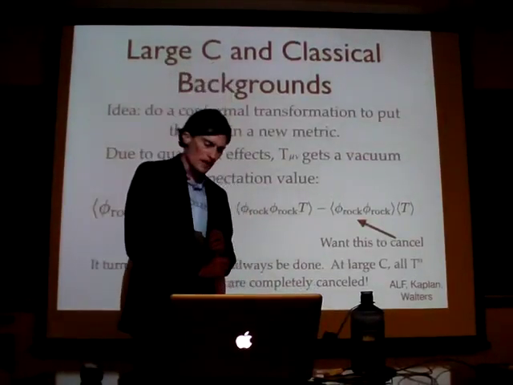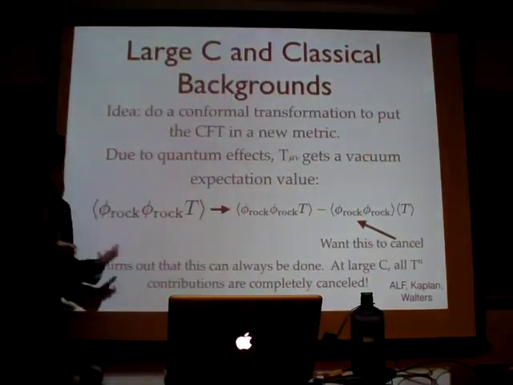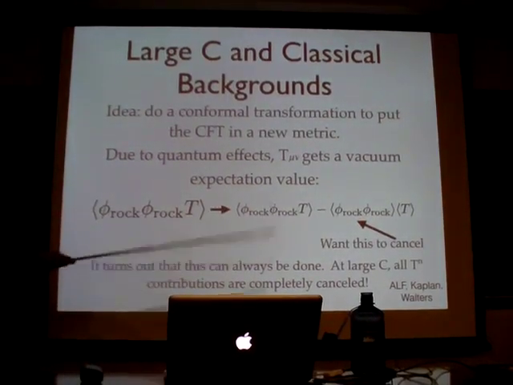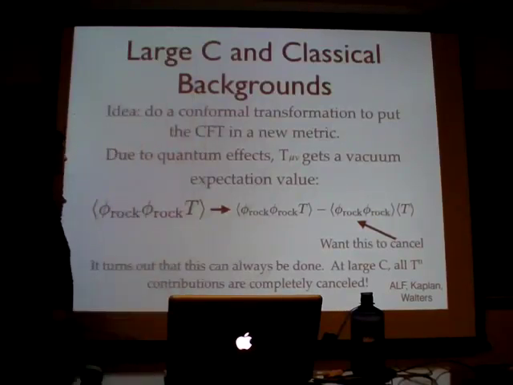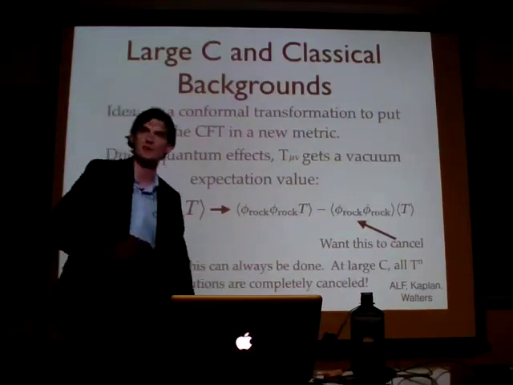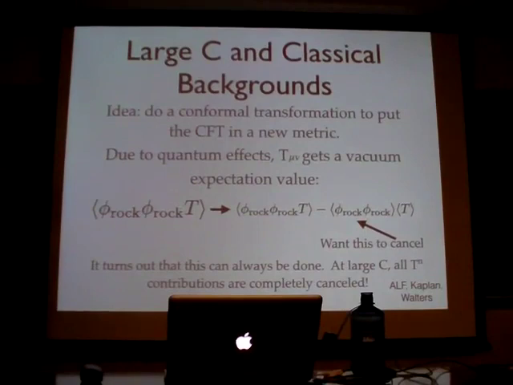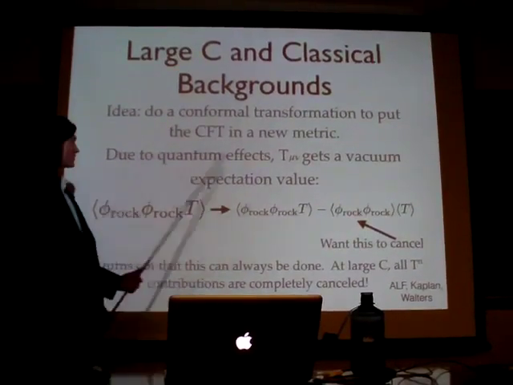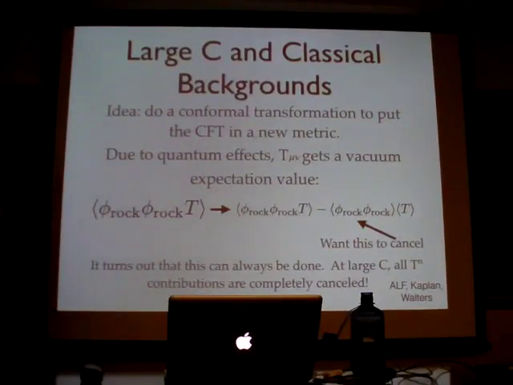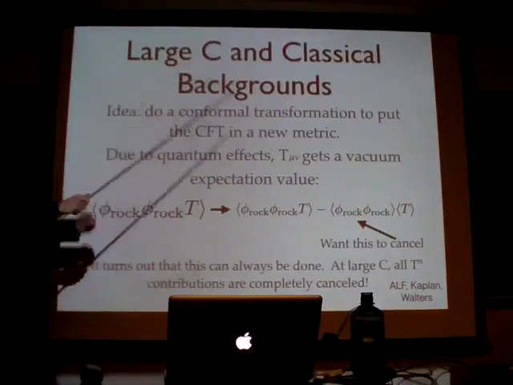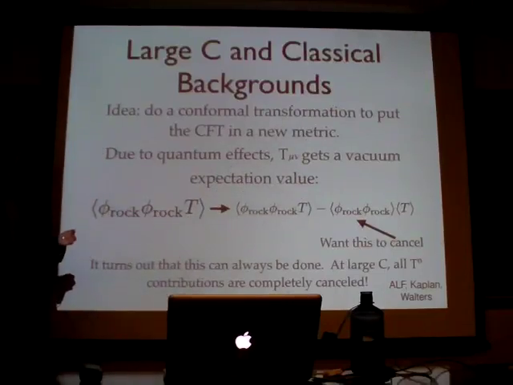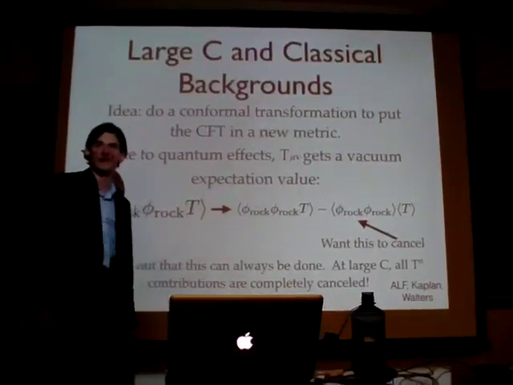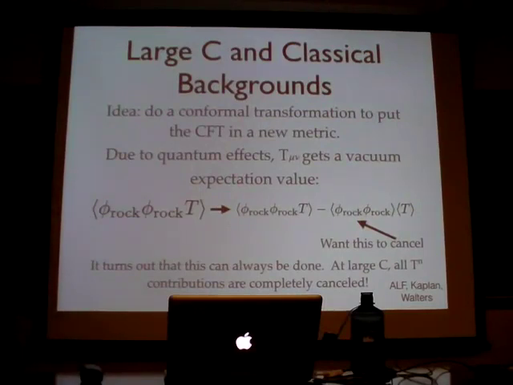It involves using coordinate transformations in a sort of subtle way. So part of the idea is a conformal transformation is a coordinate transformation. When you do coordinate transformations, that changes the metric. Now, there's something known as the conformal anomaly, which basically says when you do this conformal transformation, T doesn't transform just the way you would naively guess. It also gets a vacuum expectation value.